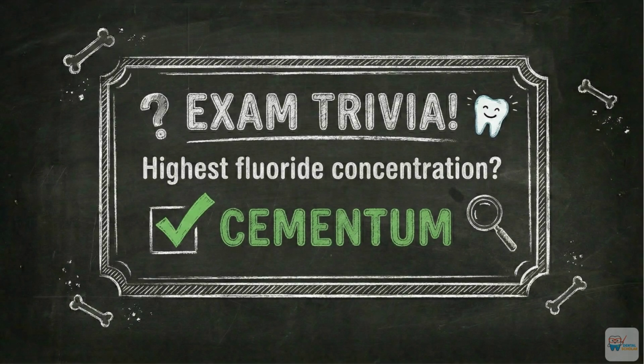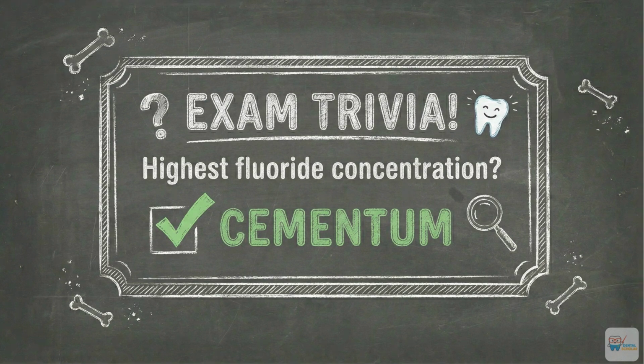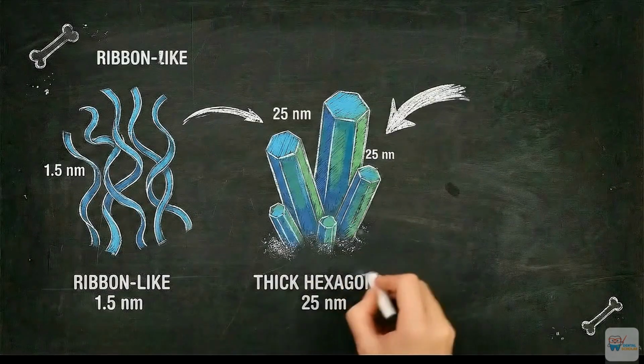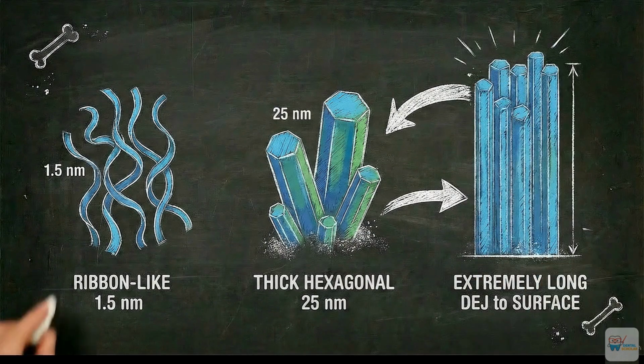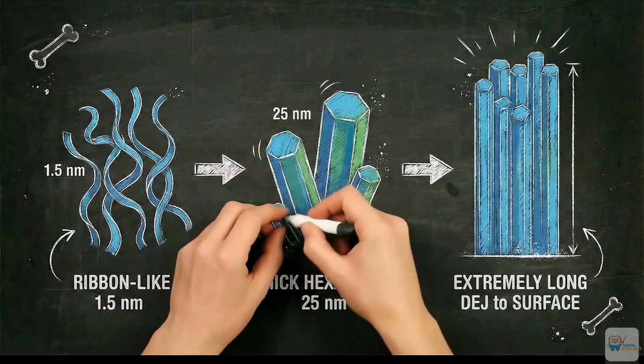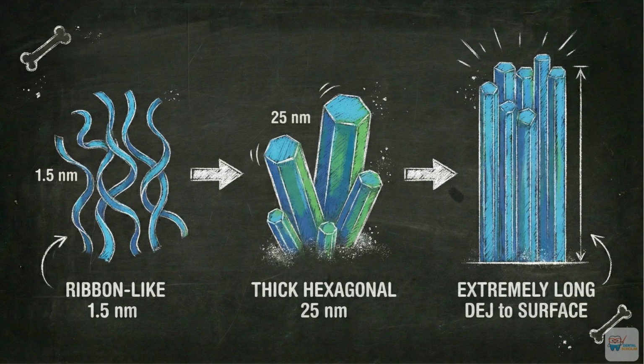Now here's a quick exam trivia. Although enamel responds beautifully to fluoride, the highest fluoride concentration among dental tissues is actually found in cementum, not in enamel but in cementum. So let's look at the crystal size and shape. Initially, enamel crystals are thin, ribbon-like structures. So they are barely 1.5 nanometers thick, whereas their width is approximately 75 nanometers. Now as the enamel matures, they thicken into well-defined hexagons, reaching about 25 nanometers in thickness. Their length, however, is more than 100 nanometers.